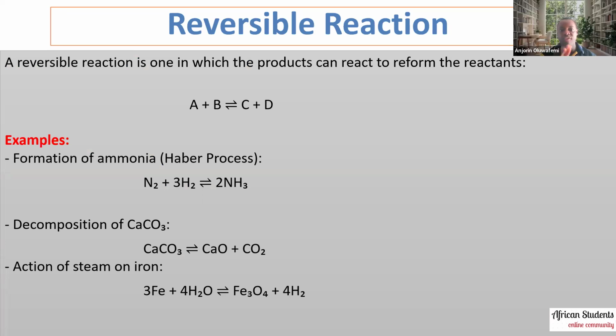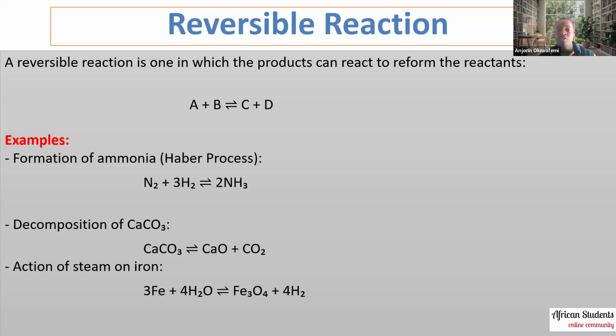Now, examples: formation of ammonia, through a process we call the Haber process. We have nitrogen and hydrogen forming ammonia. So it's a forward-backward reaction. Another example of a reversible reaction is decomposition of calcium carbonate. When calcium carbonate decomposes, it can give us calcium oxide and carbon dioxide, and they can react again and give us calcium carbonate back again.